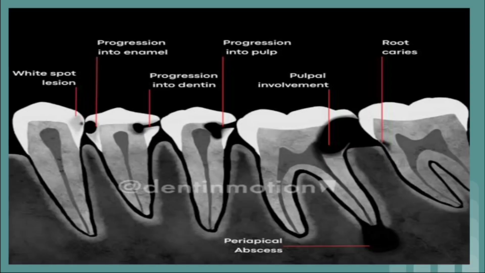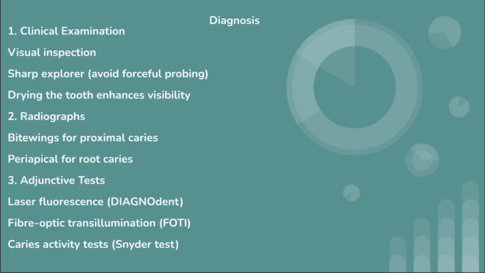Next, here you can see how it looks. White spot lesion you can see in the first tooth. In the next tooth you can see progression into the enamel, then dentin, then progression into the pulp. Then you can see total pulpal involvement, and here you can see root caries. With pulpal involvement you can see the periapical abscess.